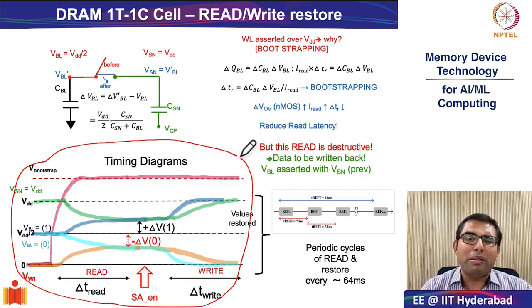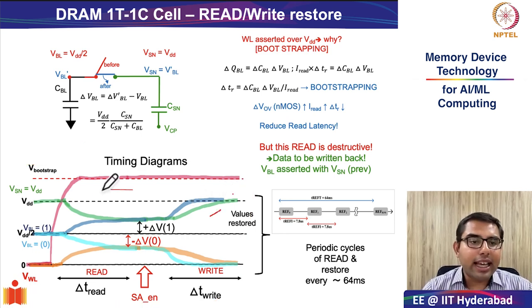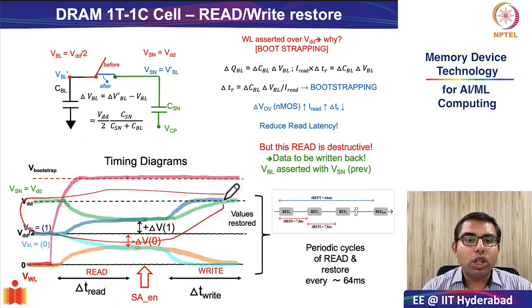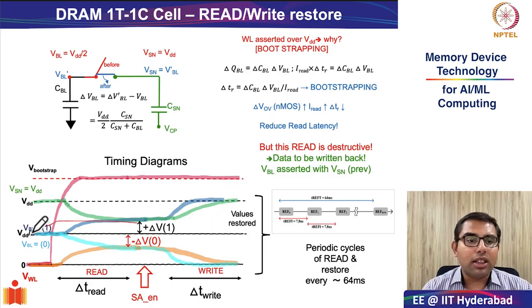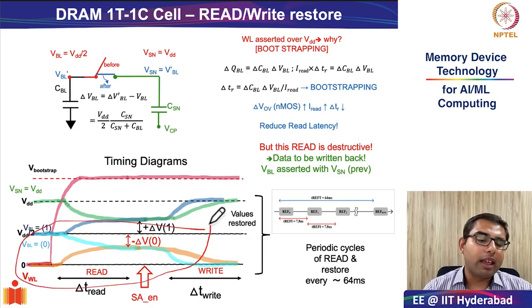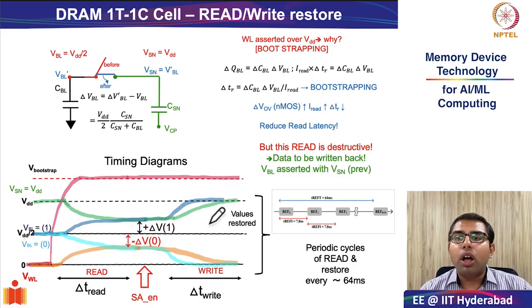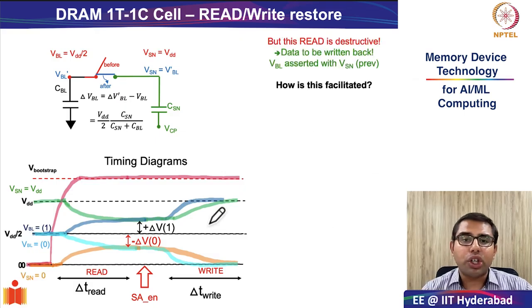I have tried to, and it looks a bit messy, but sometimes completeness requires that you make things slightly more messy. So the top half is indicative of what happens to the storage node and the bit line voltages when the internal storage node is 1, and the bottom half is indicative of what happens when the storage node is 0. Okay, so with this, we will go to the last part of our discussion today.